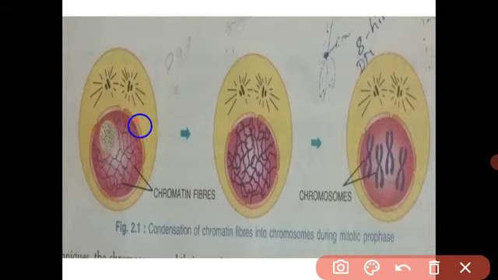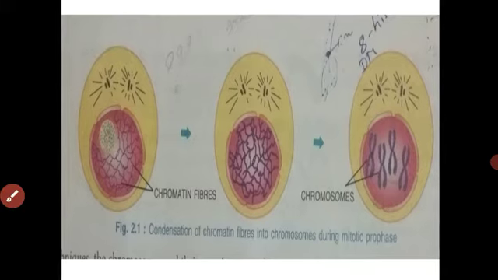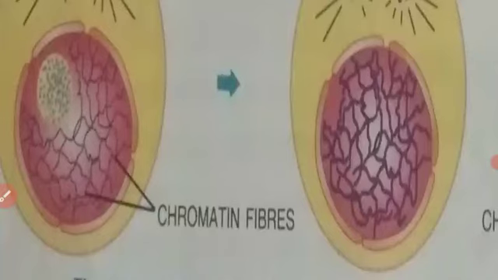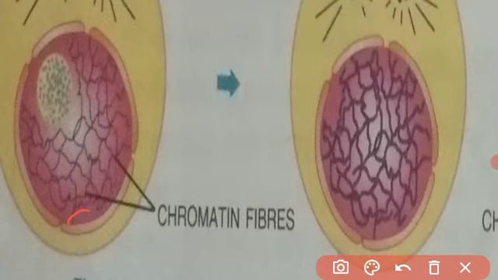And a very important part of the cell is the nucleus. Nucleus has a nuclear membrane. This is the nucleolus, and this thread-like structure is called the chromatin fiber, and this thread-like structure is very important for heredity. Got it? Chromatin means the thread-like structure. See, this is the thread-like structure which is present in the nucleus. This thread-like structure contains DNA and protein.